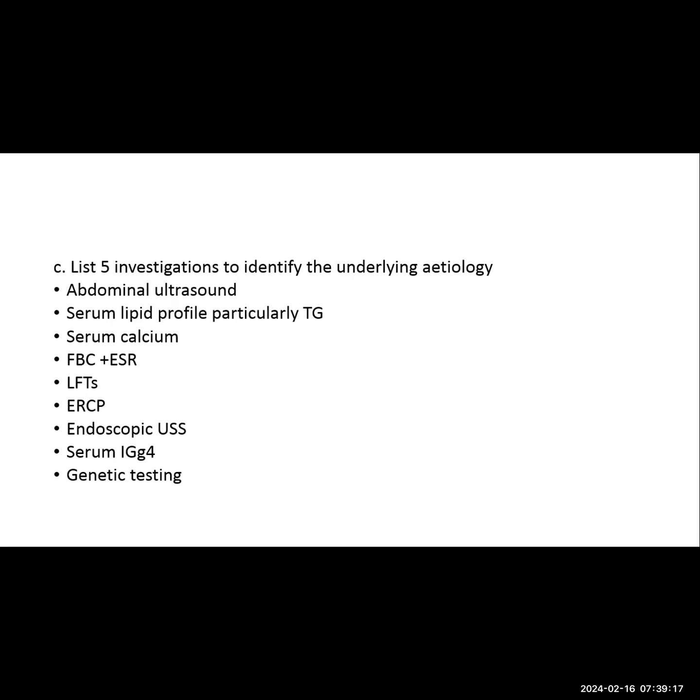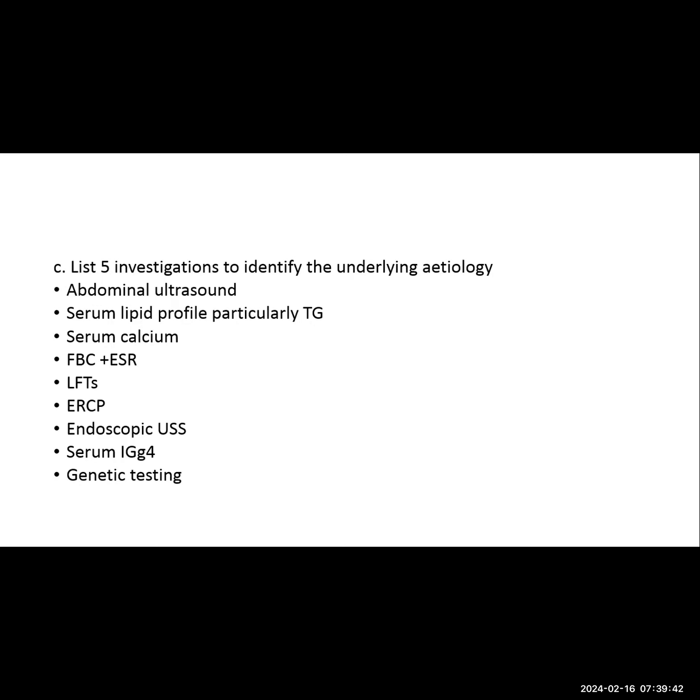We want to do a full blood count plus ESR with a blood film because infections are also causes: viral infections, bacterial infection, parasitic infection. So for example, in parasitic infections, we'll be looking for eosinophilia. Then also in bacterial infection, we'll be looking for leukocytosis, neutrophilia, and so this will also help us.